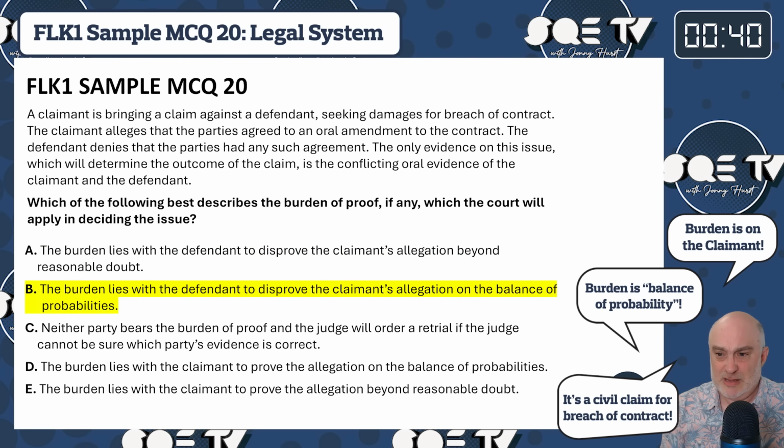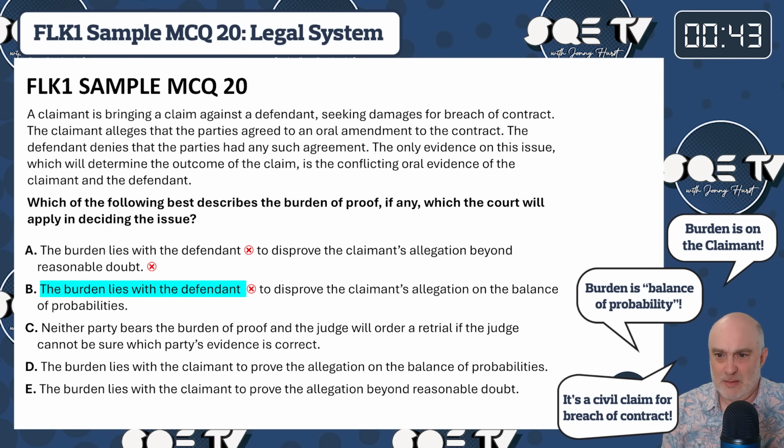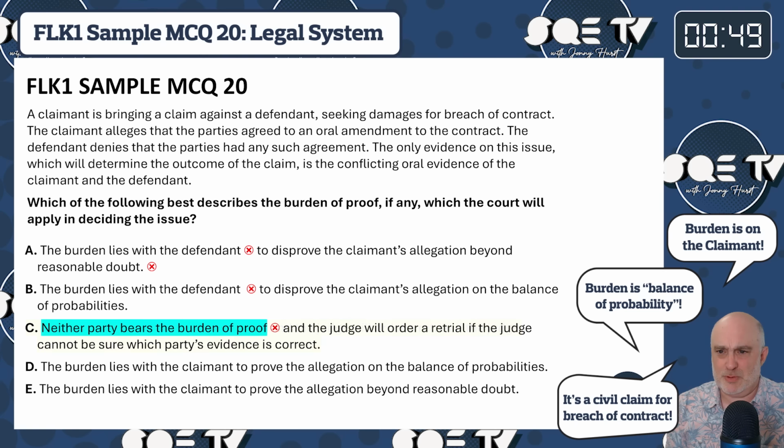B, the burden lies with the defendant. Well, that's wrong for the same reason as A. C, neither party bears the burden of proof, and the judge will order a retrial if the judge can't be sure which party's evidence is correct. Well, no, the burden of proof is on the claimant to prove the claim, so that's clearly wrong.